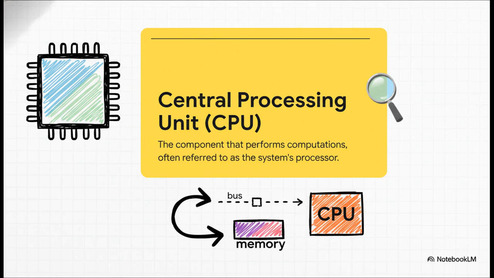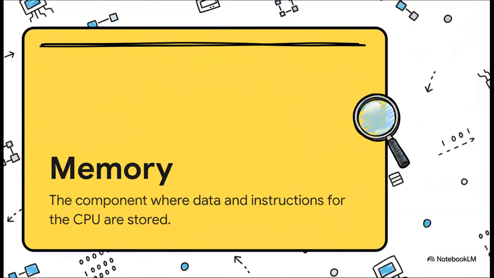The first piece of this puzzle is the central processing unit, the CPU. It's best to think of this as the brain of the whole operation. This is the part that actually does the work, that executes the instructions and crunches all the numbers. Next up, we've got memory. And this is a really key insight from the von Neumann model. Memory is just one single shared space. It holds both the data that the CPU needs to work on and the program instructions that tell the CPU what to do with that data.